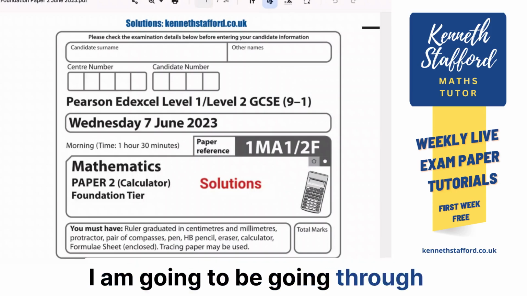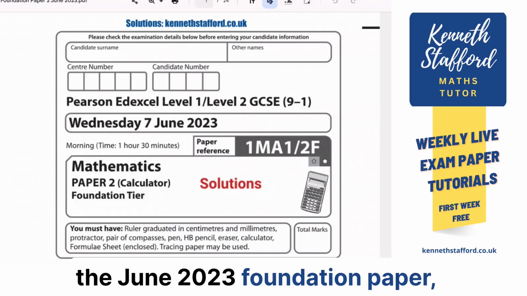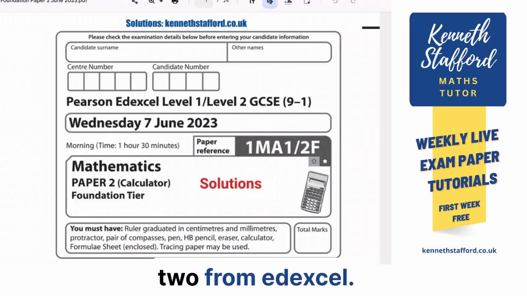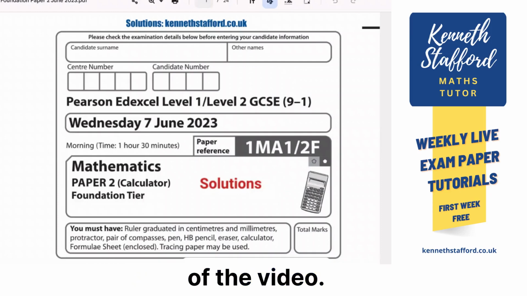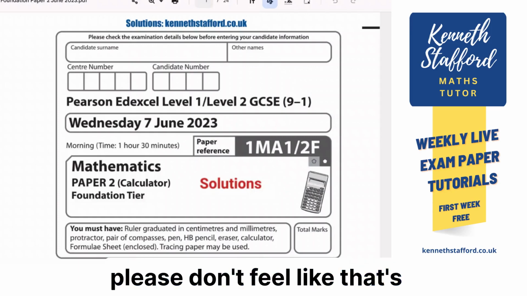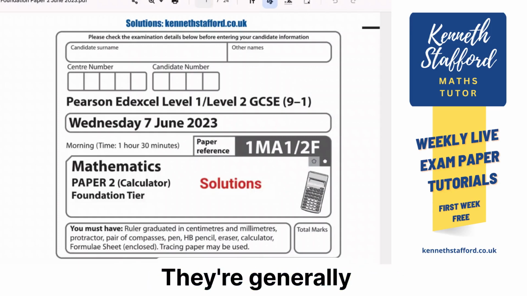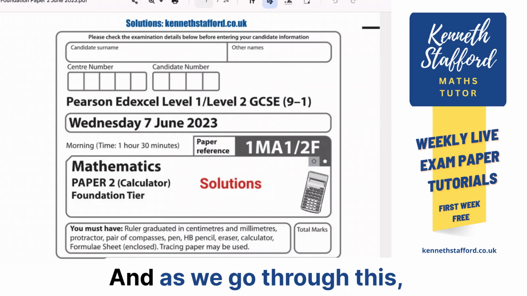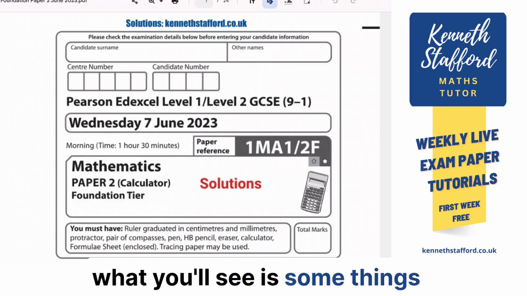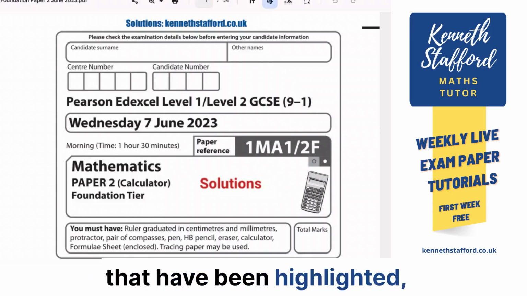I am going to be going through the June 2023 Foundation Paper 2 from Edexcel. As I go through, there's going to be automated captions at the bottom of the video. I'm not writing these, so if there's any weird spellings, please don't feel like that's me that can't spell. They're generally pretty accurate.